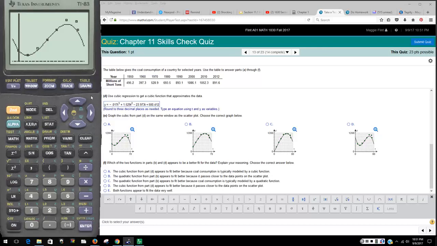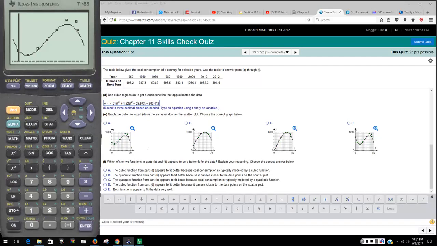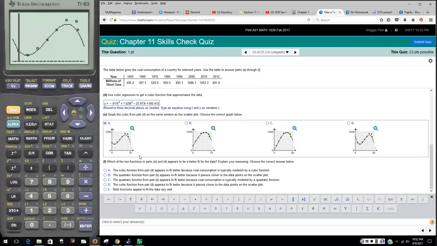And notice how much better a fit we got with the cubic equation than we did with a quadratic equation. Granted, we kind of have a little error here toward the end, but it still follows the same general shape. So in that case, again, we can distinguish. We know it's not this one or this one. It's either this one or this one, but this one is the one that has the y-intercept that we're looking for. So we're going to choose graph A, and it fits much, much better.